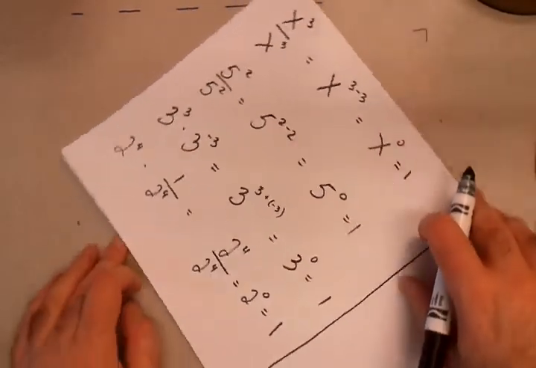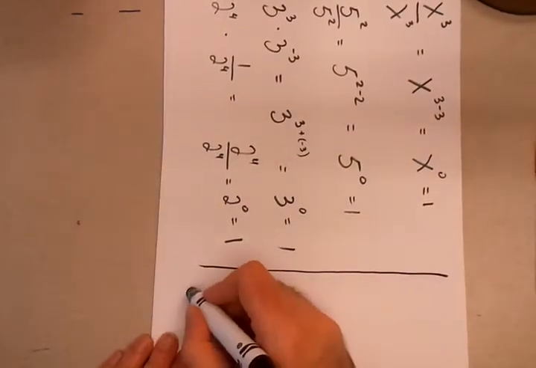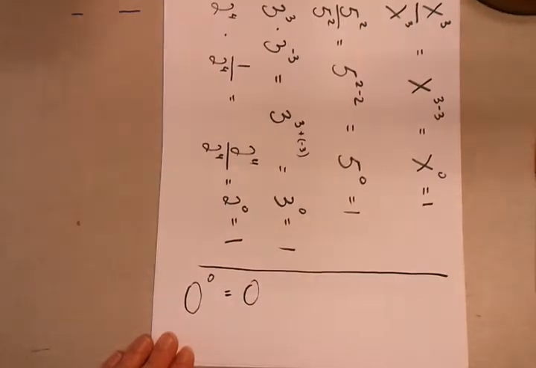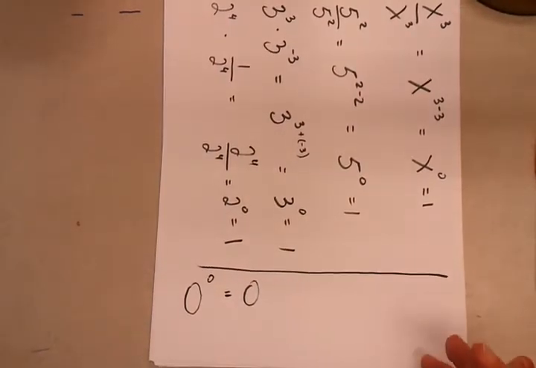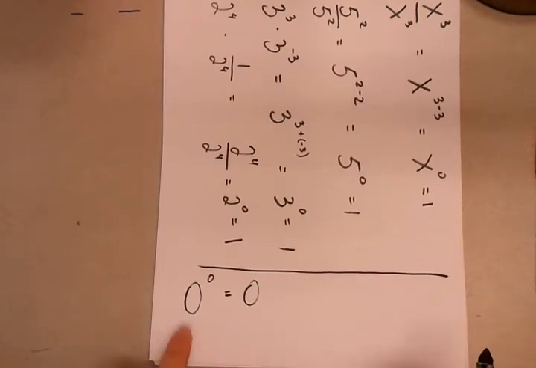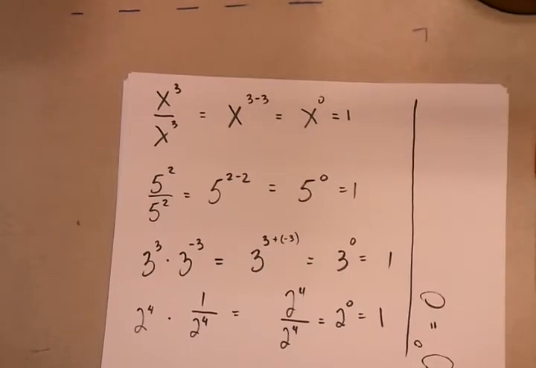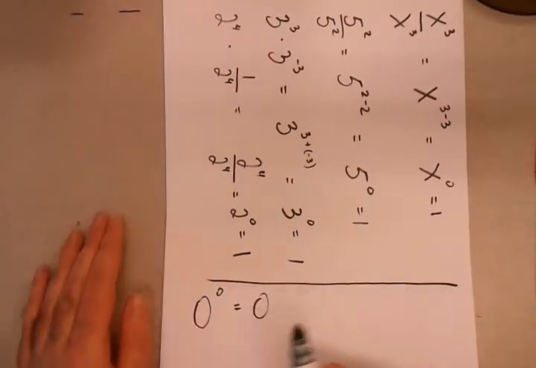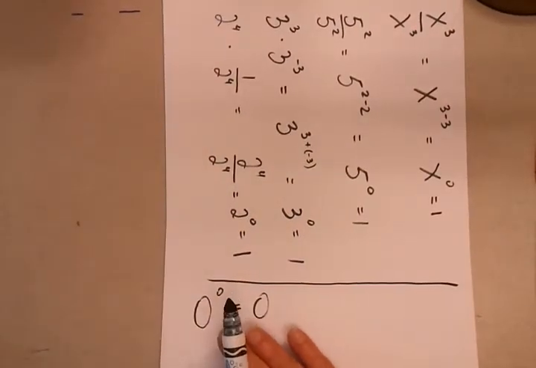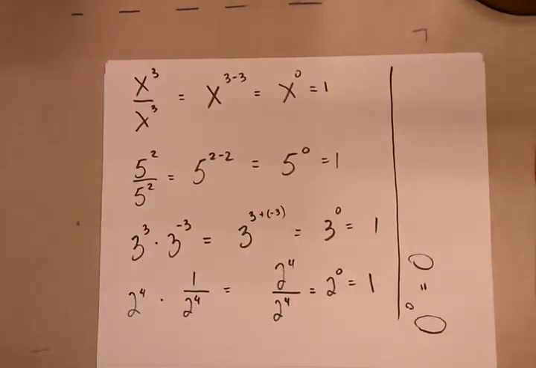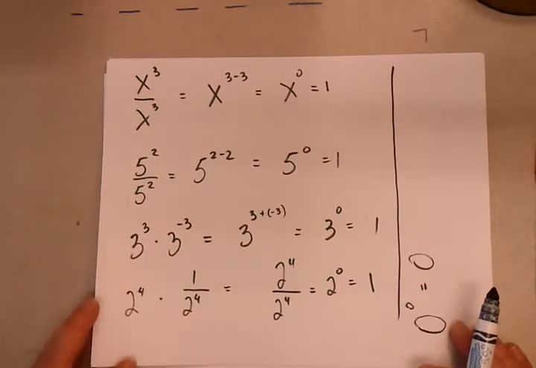The only exception to this rule is 0 itself. So 0 to the 0 power is still 0. So 0 is the only exception. So any other base that is not 0 taken to the 0 power is 1. 0 is the only exception. 0 taken to the 0 power, 0 taken to any non-negative exponent is just 0. So that's bases taken to the power of 0.